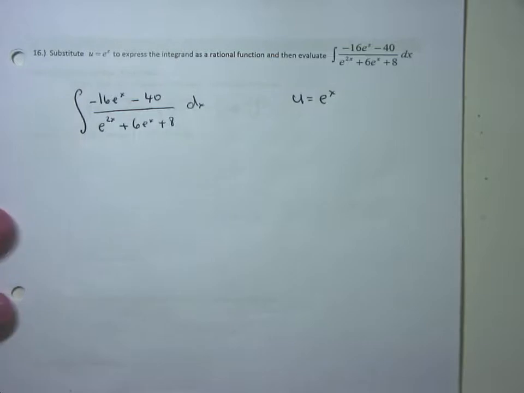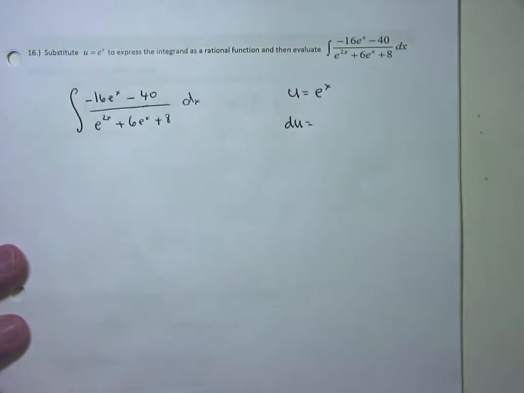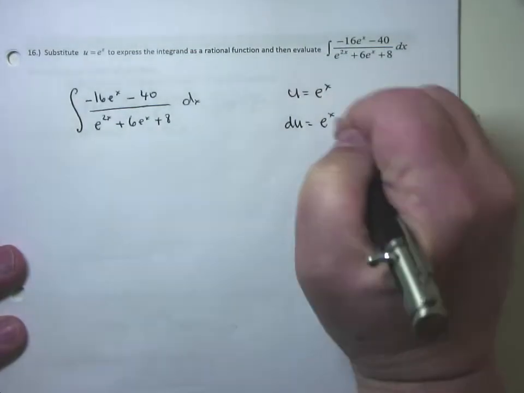But this is u substitution. So we're setting you guys up for how important u substitution is, and we're also setting you up for the next section I'm about to discuss, section 6.4, table integration. U substitution, let u equal to what you need to. This one's going to be e to the x. Then you do du. What's the derivative of e to the x? e to the x dx.